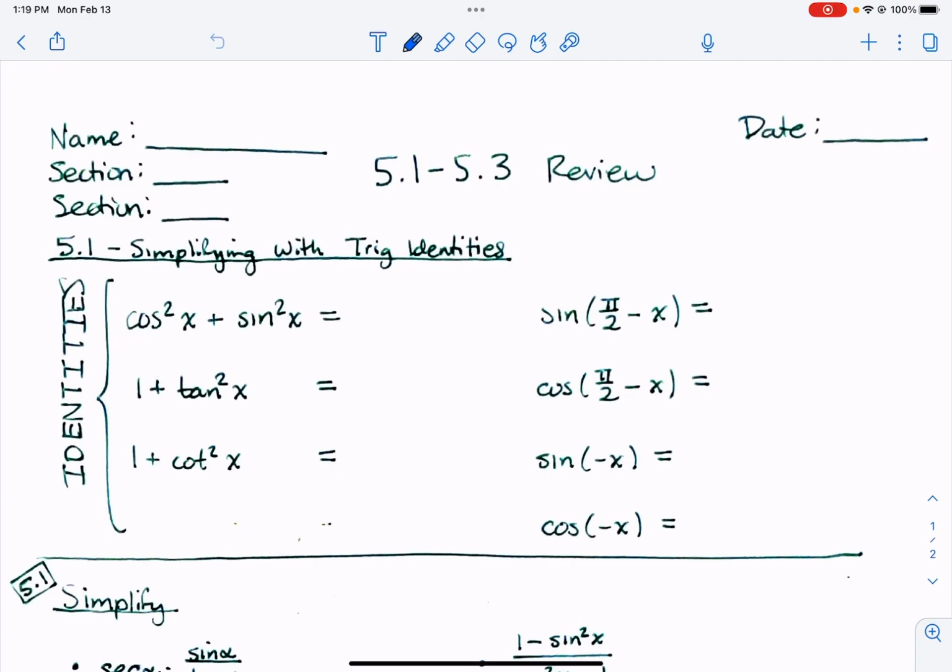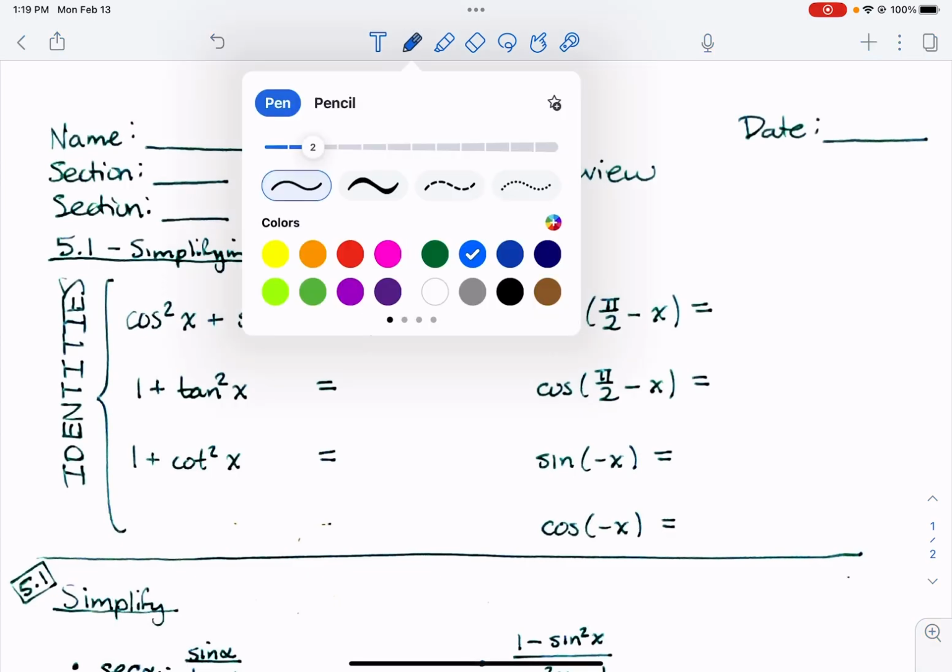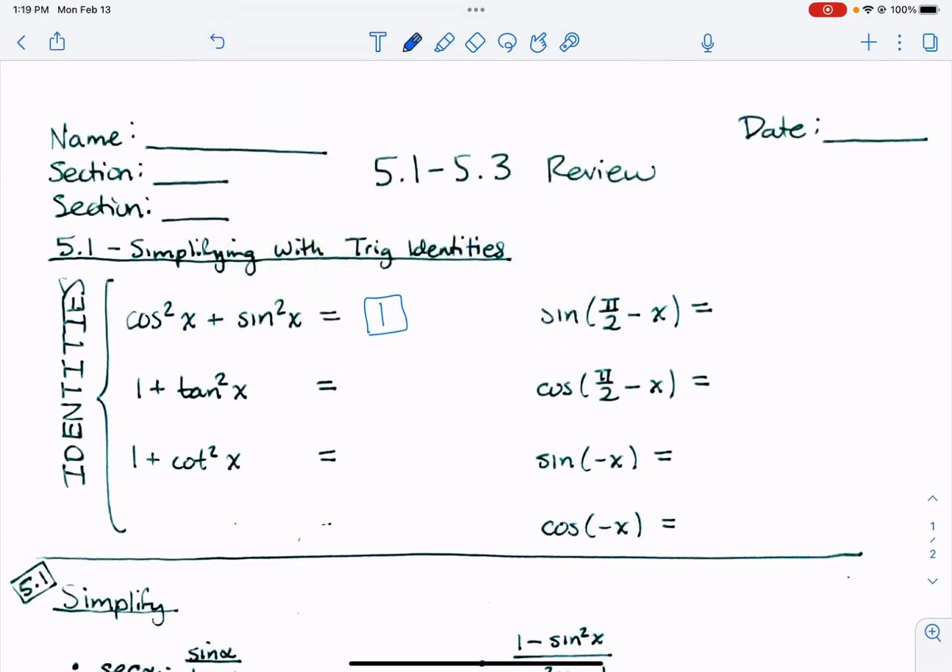So cosine squared x plus sine squared x is 1. We've got to know these identities, so it's always good to go over them. 1 plus tangent squared of x is secant squared x. 1 plus cotangent squared is your cosecant squared x. Those were the first 3 identities that we started with. And here are the ones that we added on a little bit later.